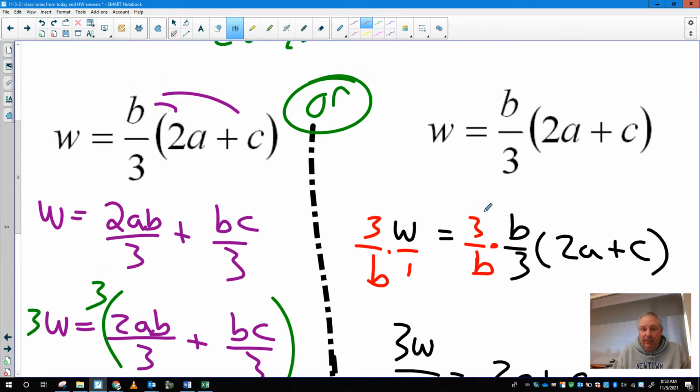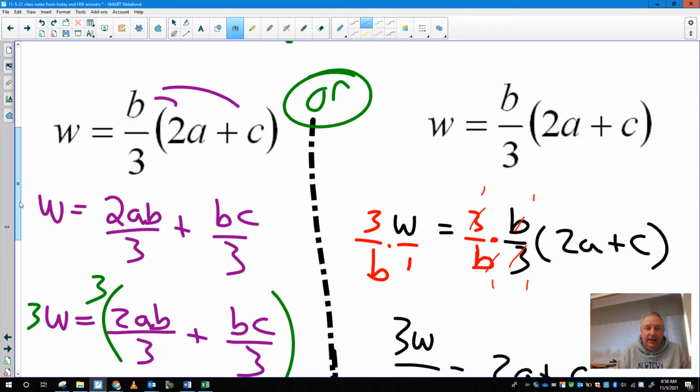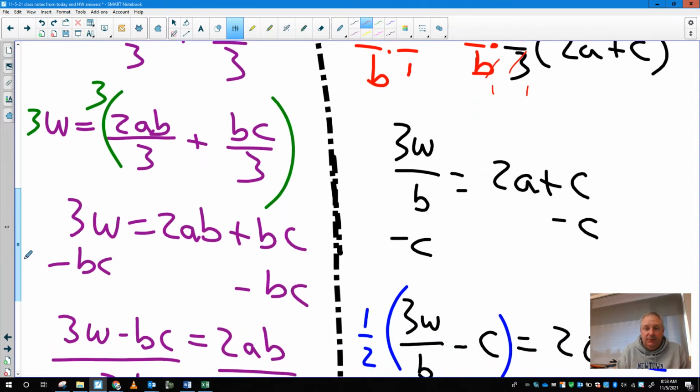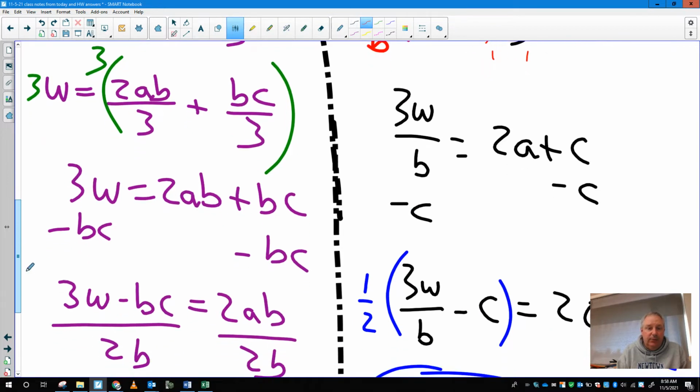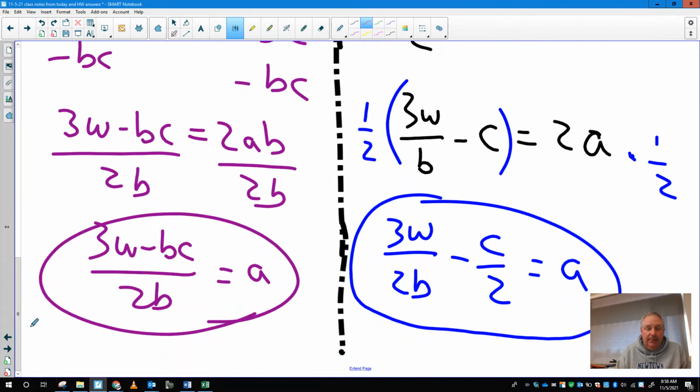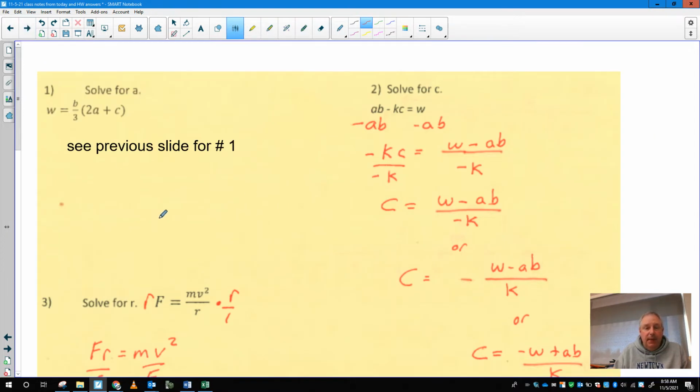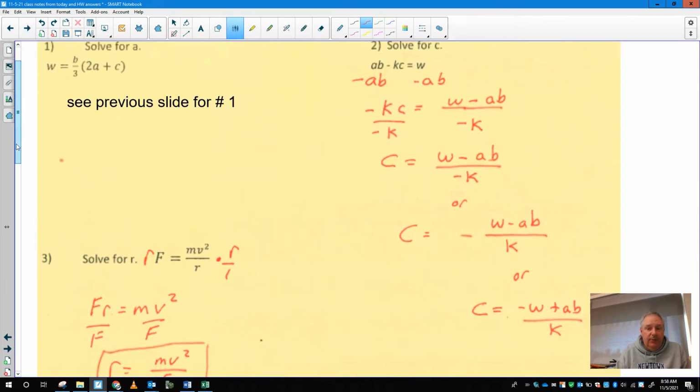Now, if you multiply by 3 over b, watch what I'm doing here. I multiply both sides. This cancels. So the only thing left on the right side is just here. I don't distribute it to the inside of the parentheses there. And like I said, this was all posted on Wednesday night. The rest of these were posted as well.